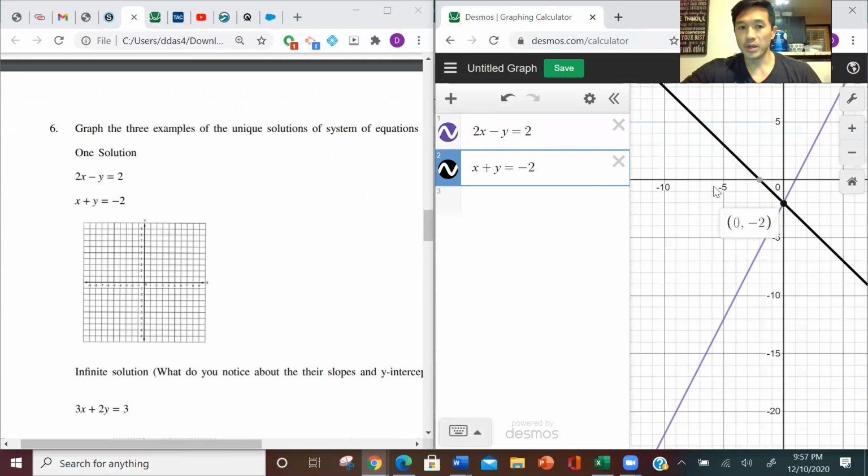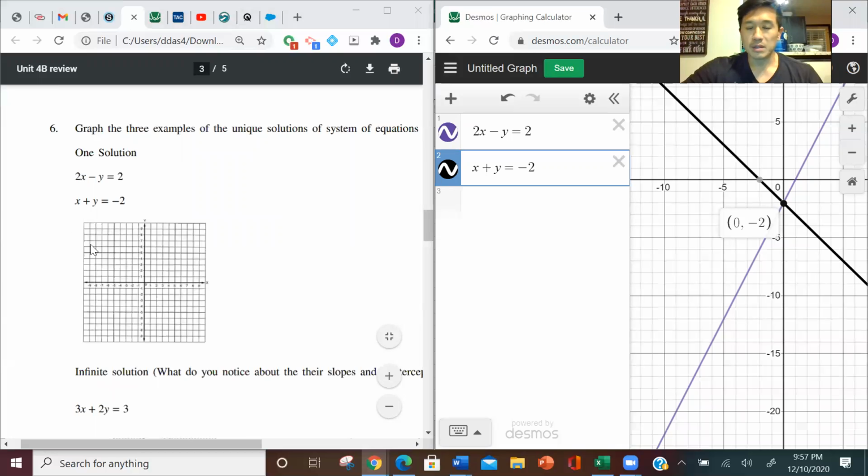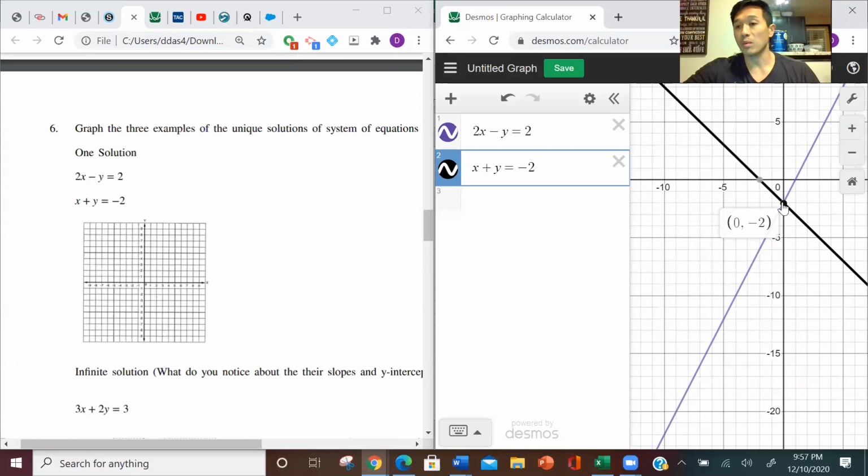So on your paper, you're going to draw this as best as you can. Even on a separate sheet of paper, you're writing this down and drawing this on your own, you're going to draw where they cross. So you see they cross here at 0, -2. So that's my one solution.